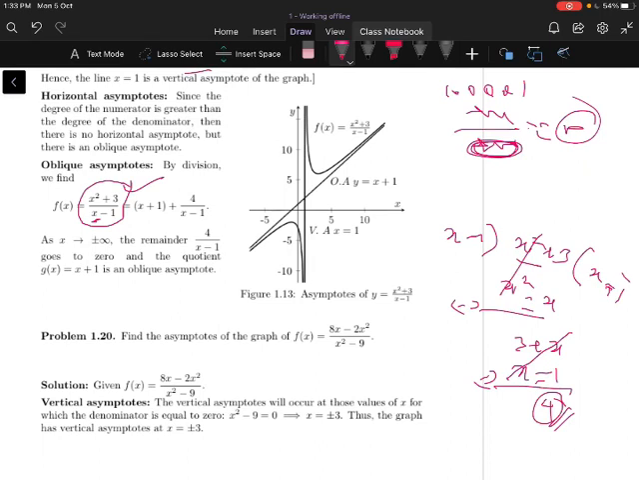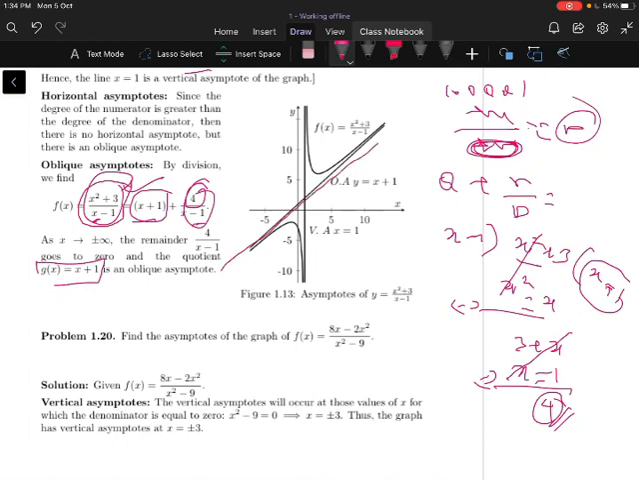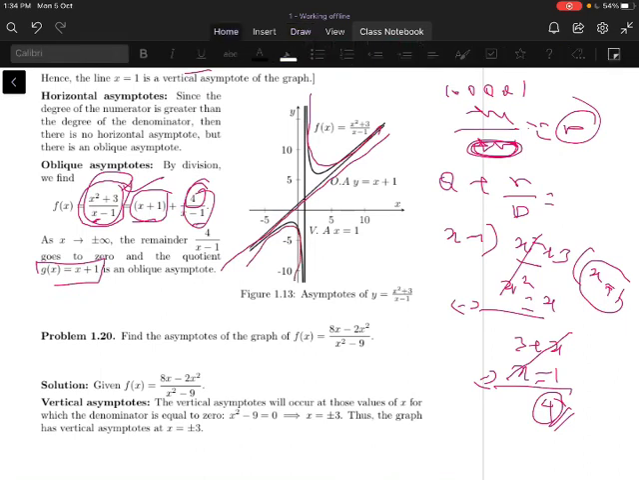Therefore one can write the rational function as quotient plus remainder by divisor. When I take the LCM, we get back to (x² + 3)/(x − 1). So the quotient will be the oblique asymptote. When x tends to infinity, the remainder term becomes 0. So y = x + 1 is the oblique asymptote. And the vertical asymptote is x = 1 here. The curve is like this. This is the curve corresponding to the asymptotes.